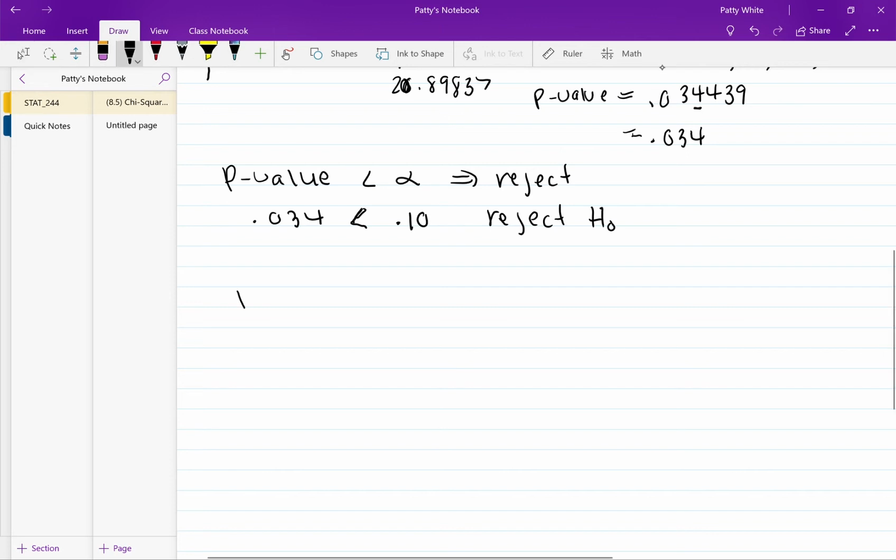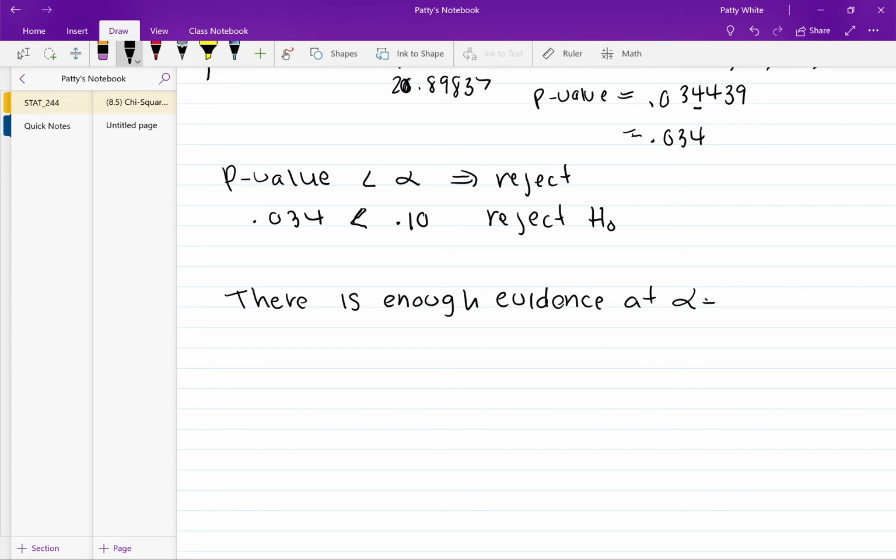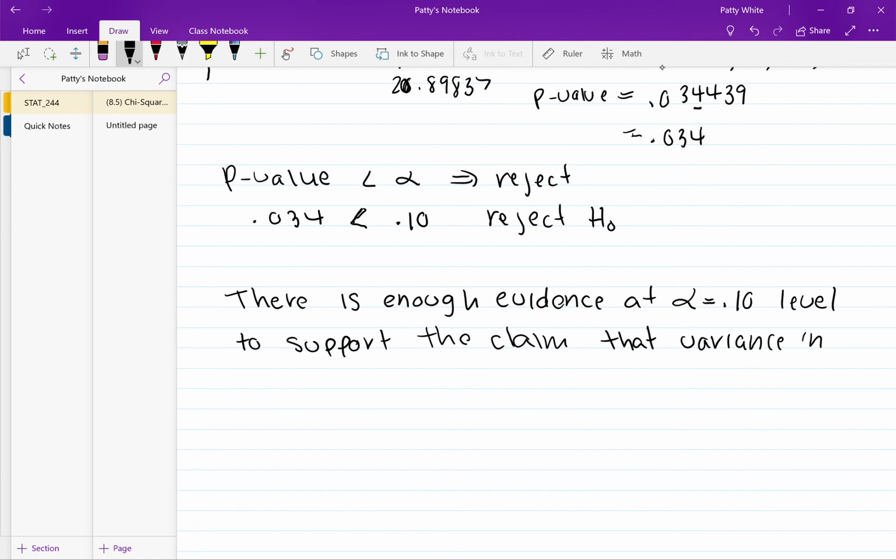So what I'm expecting is something similar to: there is enough evidence at the alpha equals 0.10 level to support the claim that the variance in grades is greater than 105.